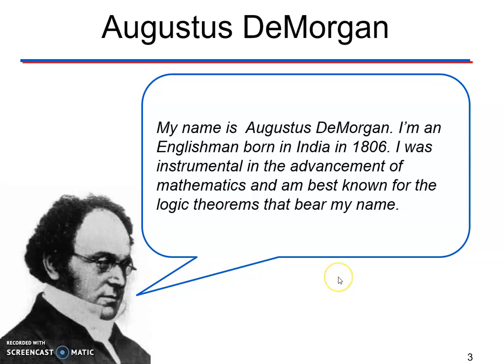This just tells you a little bit about who DeMorgan was. He was born in India in 1806 and was pretty instrumental in some of our advancements in mathematics, especially when it comes to logic.